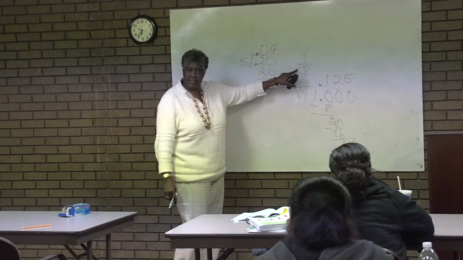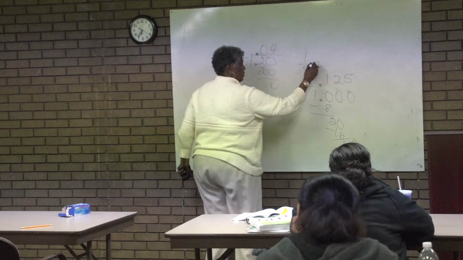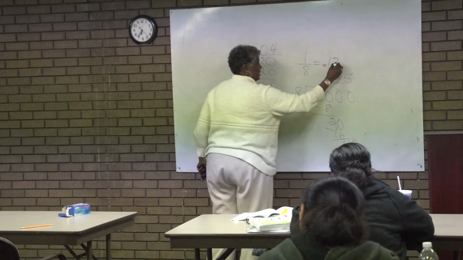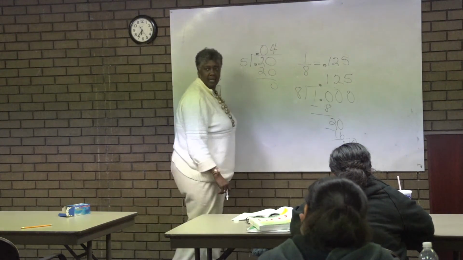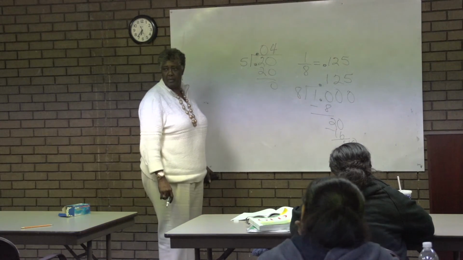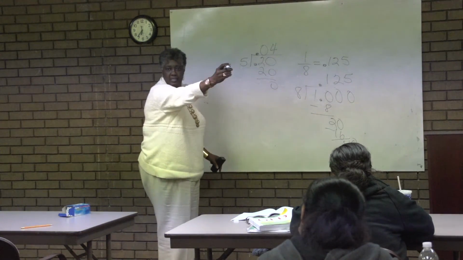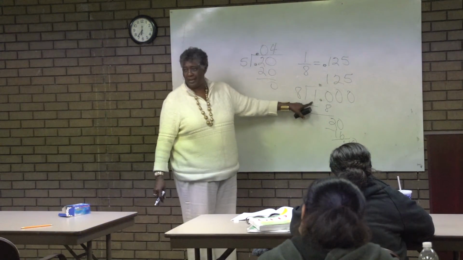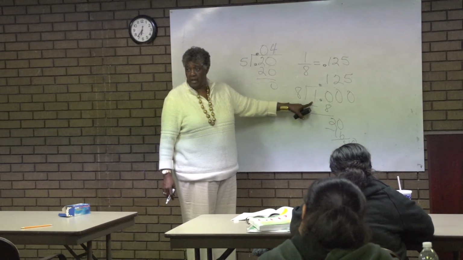So 1/8 as a fraction is equal to 125 ten-thousandths as a decimal. So with decimals, you can keep adding zeros because this still just says $1. I haven't changed the value.